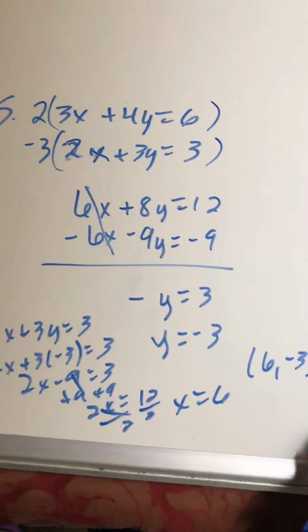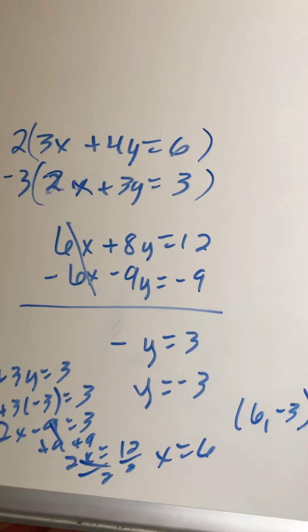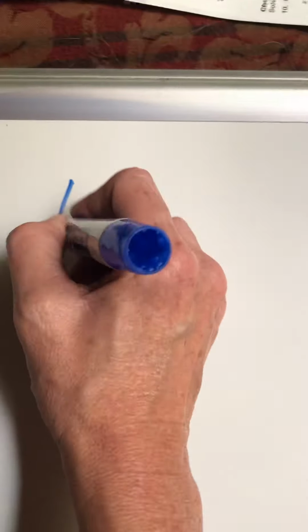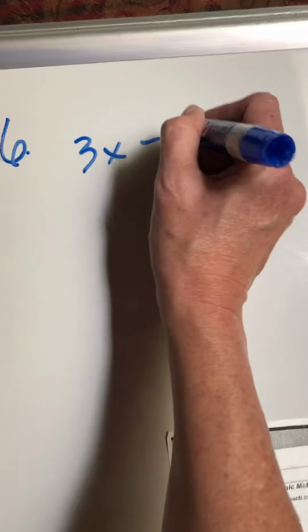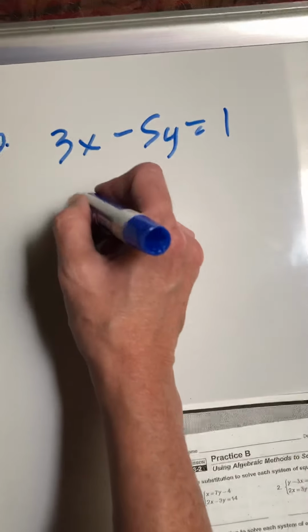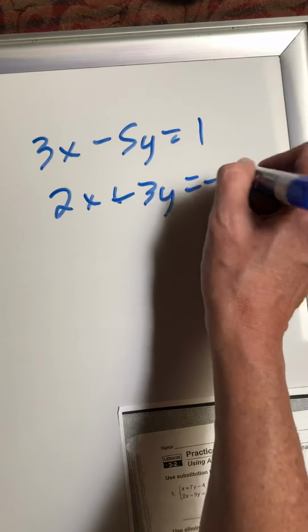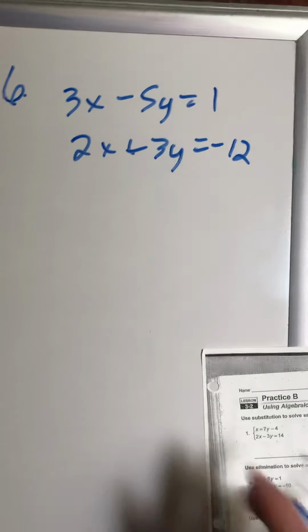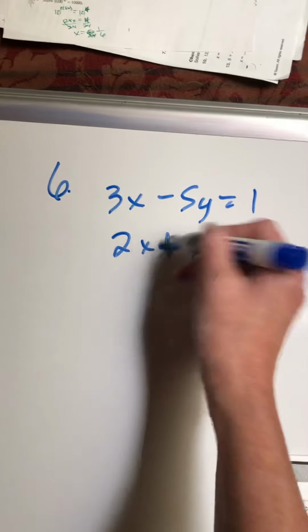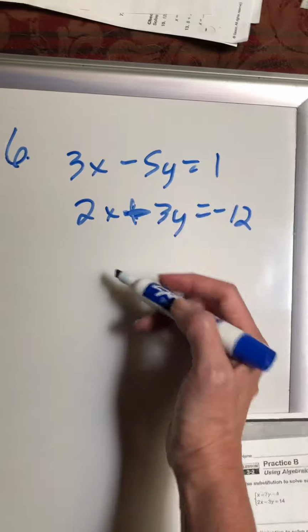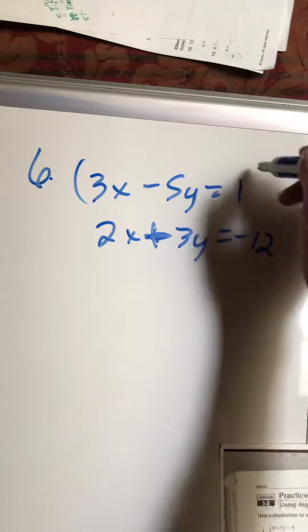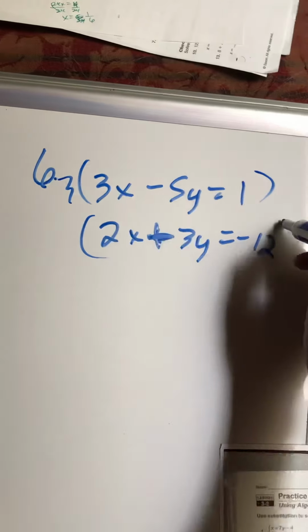Okay, so there's number 5. Then let's look at number 6. 6 is 3x minus 5y equals 1, and 2x plus 3y equals negative 12. So then I'm going to use the y's because they already have opposite signs. So that means I'm going to multiply the top by a 3 and the bottom by a 5.